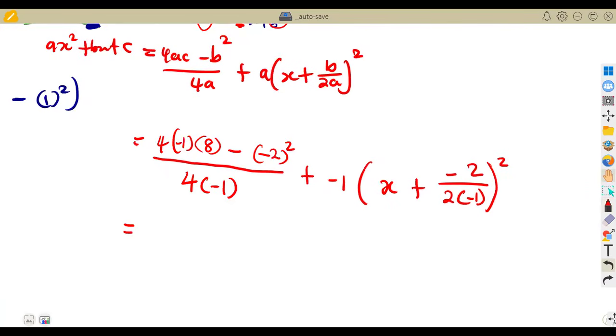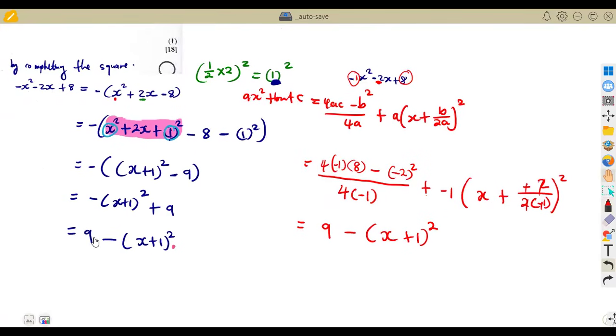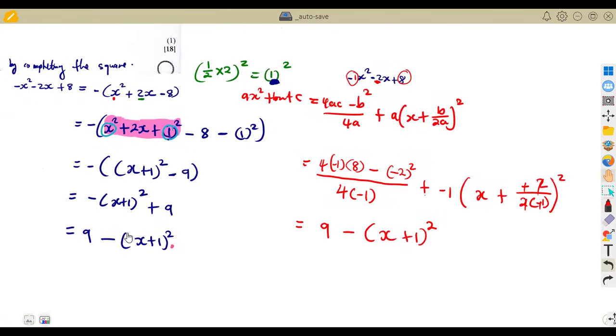If we simplify this properly on our calculator, it is going to give us 9 minus, that will be x minus and minus. The 2 and 2 cancel. It's going to be x plus 1 squared. Let us see if this is the same, and this is exactly the same as the part that we had: 9 minus the bracket of x plus 1 squared. So this is what we had.